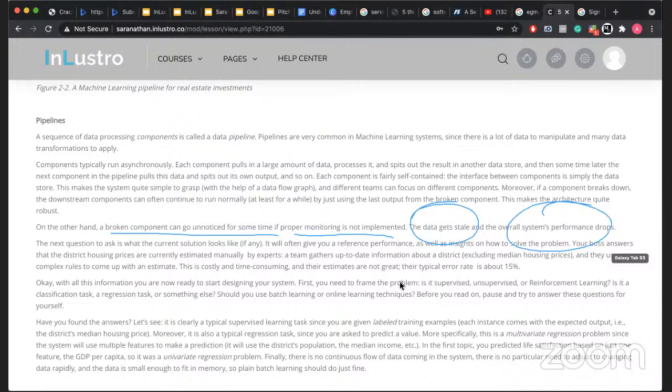So the next question you need to ask is what the current solution looks like. You obviously have a mechanism at present. It gives you a reference performance, essentially. For example, if he says that currently the price prediction has an accuracy of 90%, it tells you that the machine learning model that you need to build necessarily has to have an accuracy which is strictly greater than 90%. If it's going to be lesser or equal, there's no point in exerting all this effort to build the model.